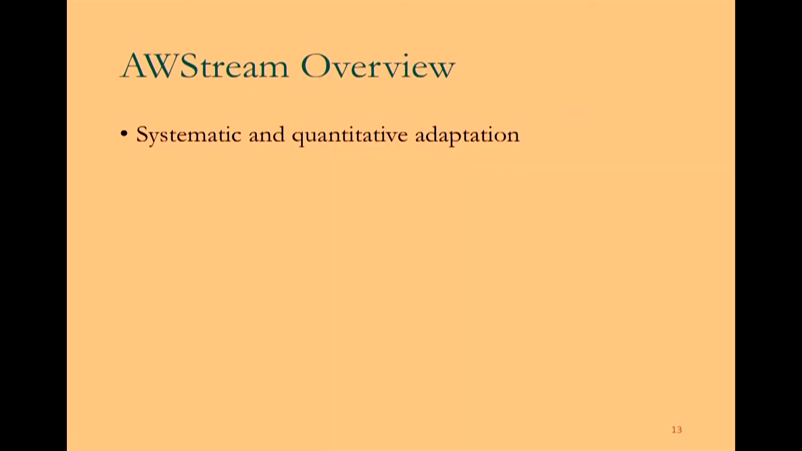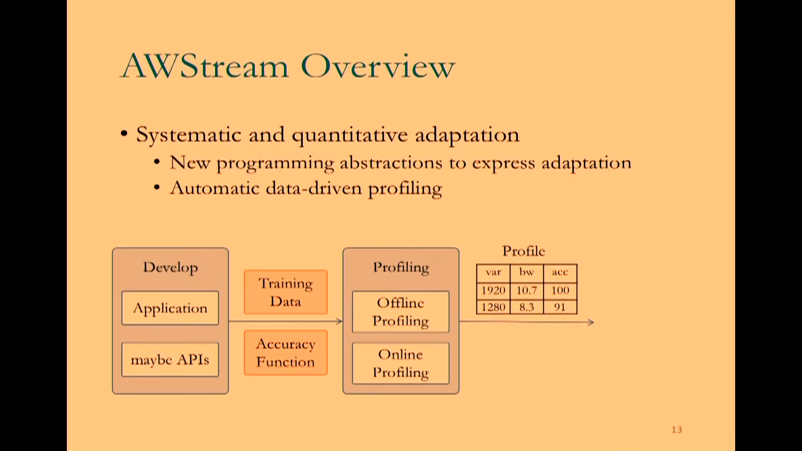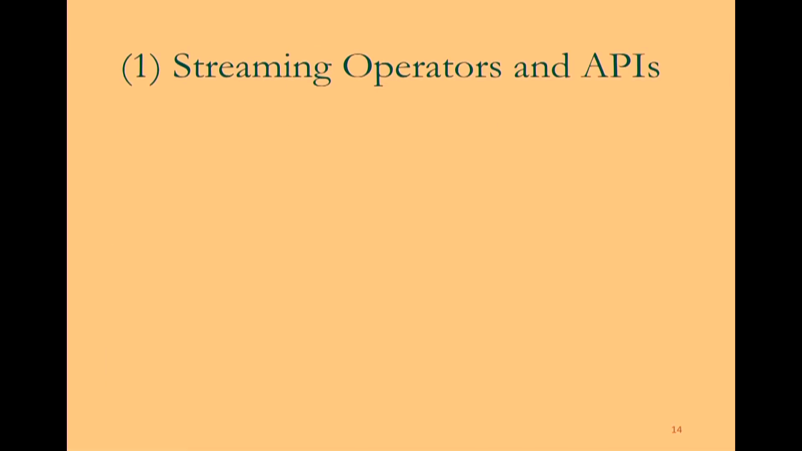So at its core, AWStream proposes systematic and quantitative adaptation that has 3 key parts. First, new programming abstractions to express the adaptation. Second, automatic data-driven profiling. And finally, runtime adaptation. Now the figure here shows these 3 key parts and how developers can use AWStream. And I'll now begin with discussing each of these parts one by one, starting with the developer APIs and the streaming operators.